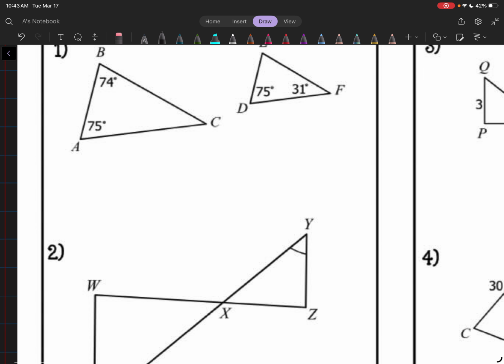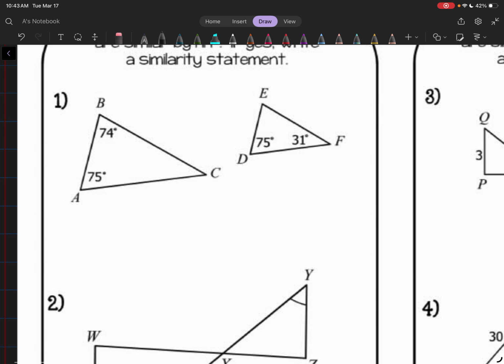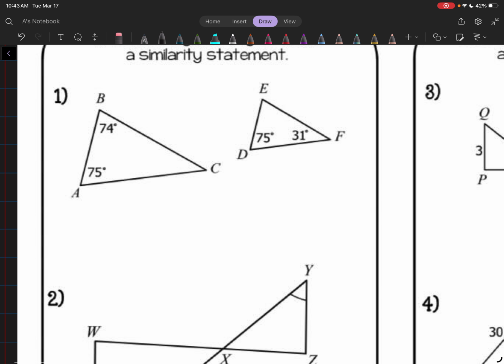I'm going to do number 2. I want you to try number 1. I'll give you the hint. You need to find the angle measurement of either C or E.